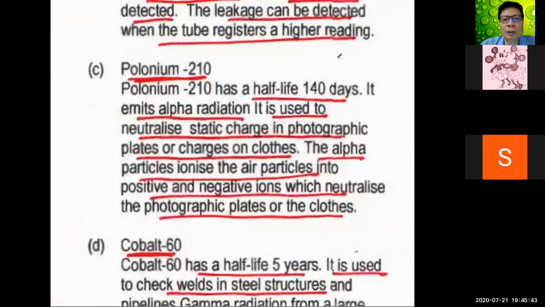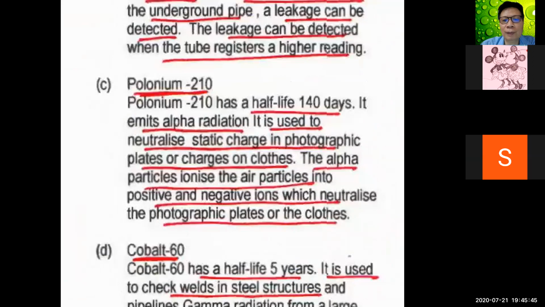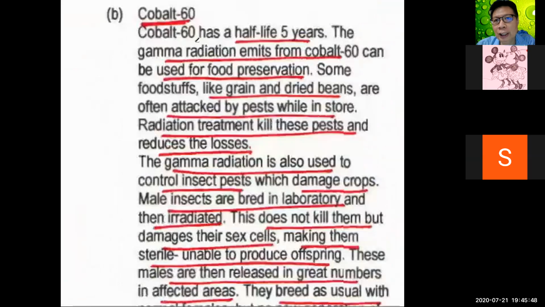And cobalt 60 is also used in agriculture. This cobalt 60 here uses gamma rays to kill the insects in the plantation. Okay, either kill the cells, kill the insect, or make the insect unable to reproduce. Okay, we say sterilize, sterile, unable to produce offspring. Make the insect sterile.